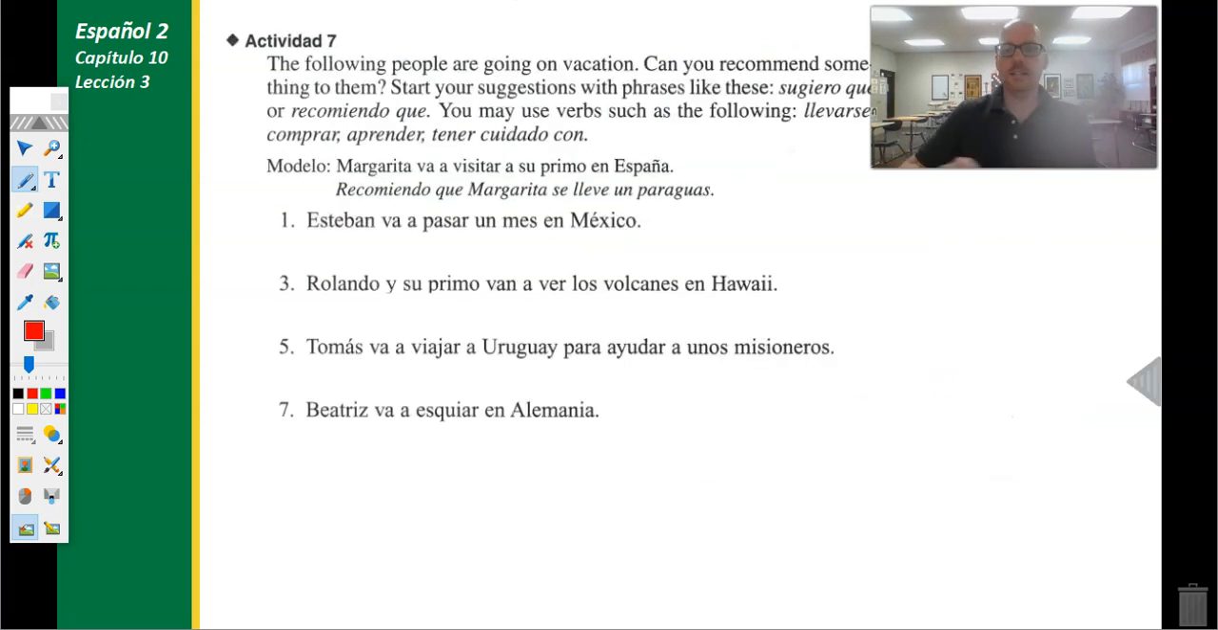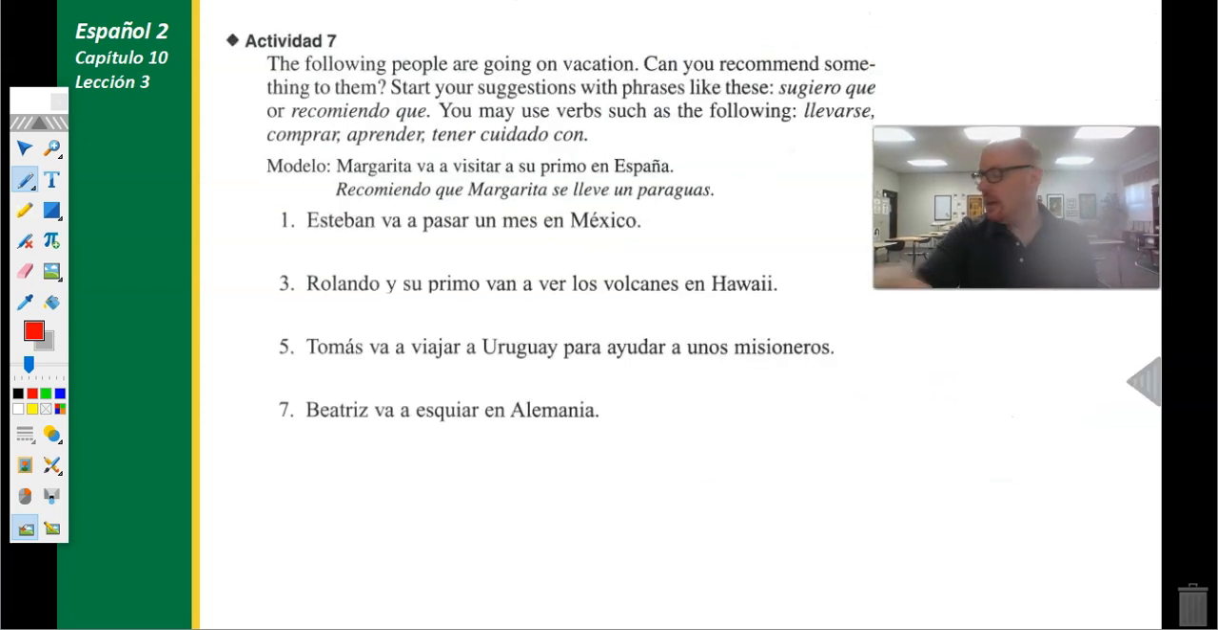Y actividad 6, the last one here. Actividad 6 está en página 278. In your textbook, the following people are going on vacaciones, on vacation. Sounds good. Can you recommend something to them? Start your suggestion with these phrases. And again, these phrases show your opinion or will, and that opinion or will cause the second clause to be in the subjunctive mood. Modelo.